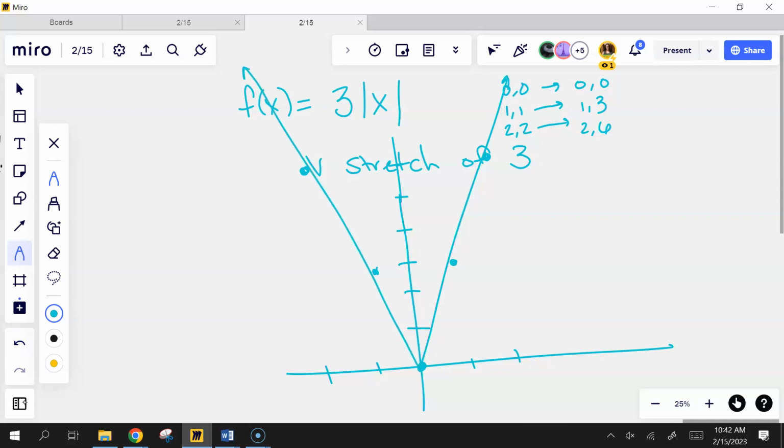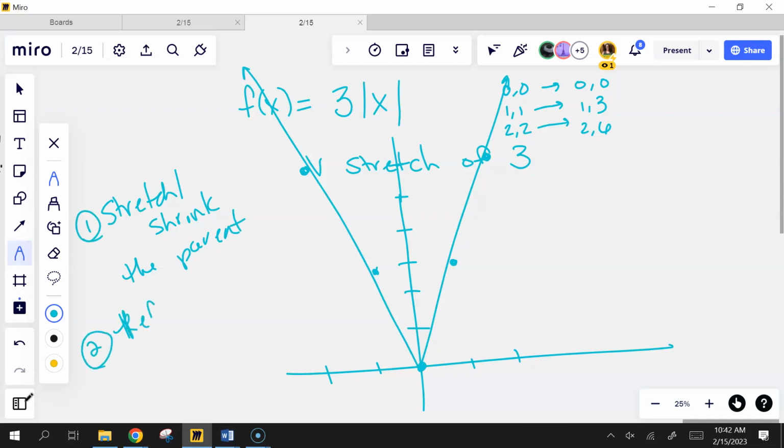So whenever we're transforming, we always do stretches and shrinks first, and then we do slides. So we'll always stretch or shrink the parent. Then we'll do any reflections. And then the last thing we'll do are any slides, left, right, up, or down.